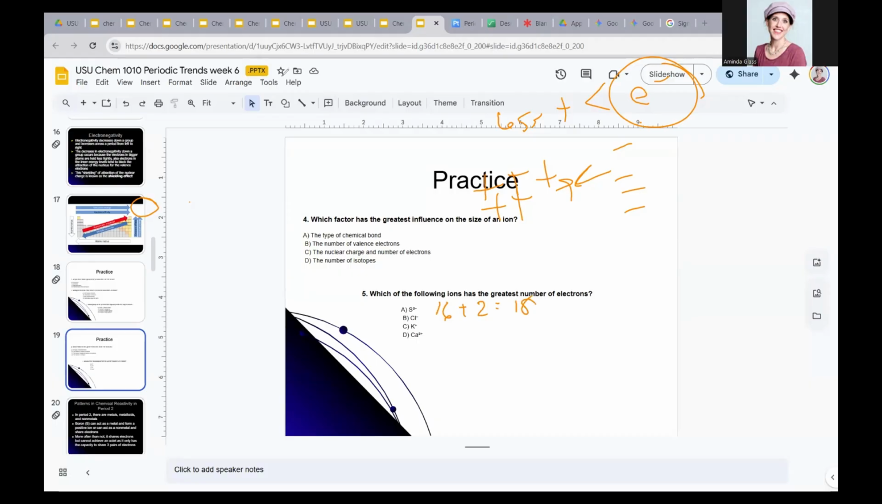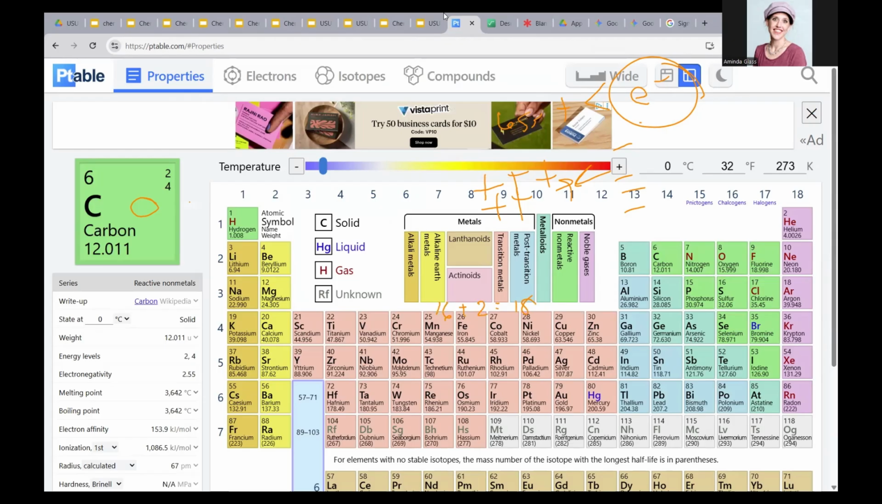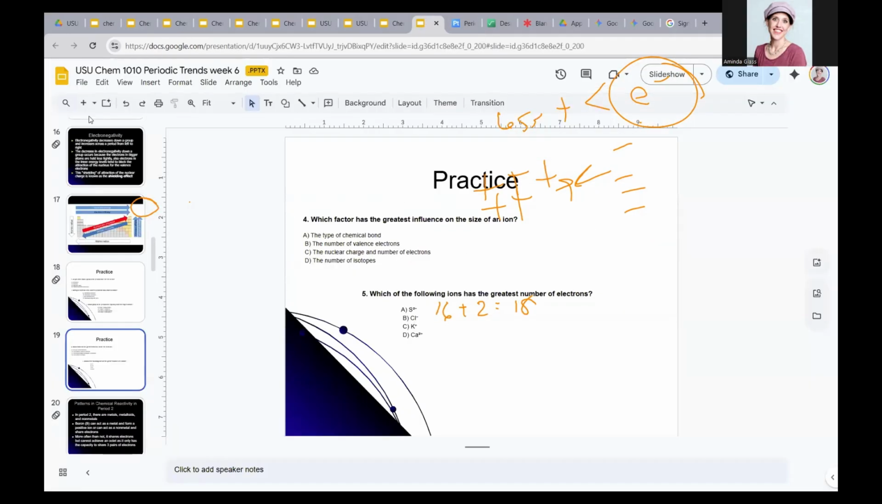So now let's look at our chloride ion. Chloride has 17, but it's a 1 minus charge. So chloride is our 17 plus 1 equals 18 because it gained 1 electron.